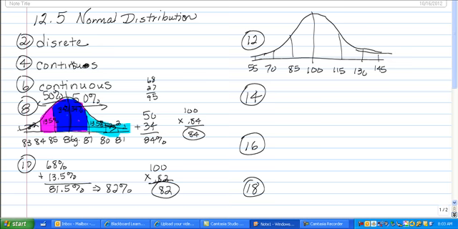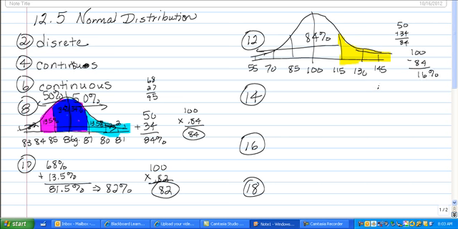Let's go with yellow this time. Greater than 115. Okay, so I'm going to do a little subtraction here. I know that we have the 50 plus the 34, which is 84%. So we have 84% to the left of that line. If I take 100% minus the 84, I'm going to get the shaded region, which would be 16%.